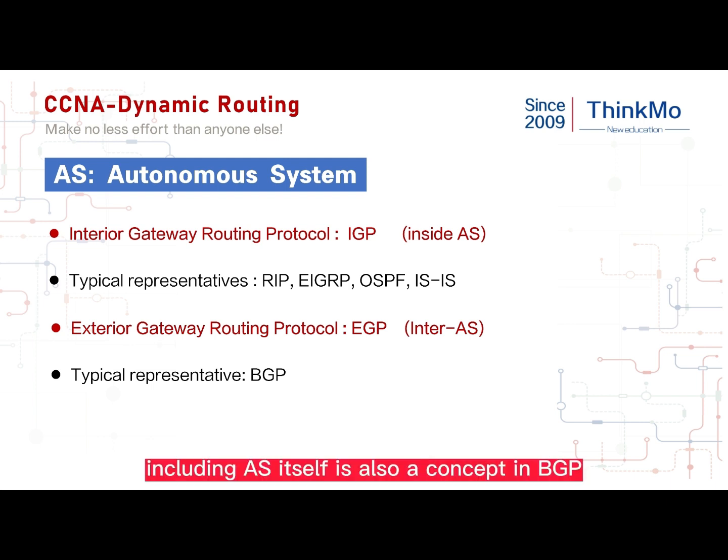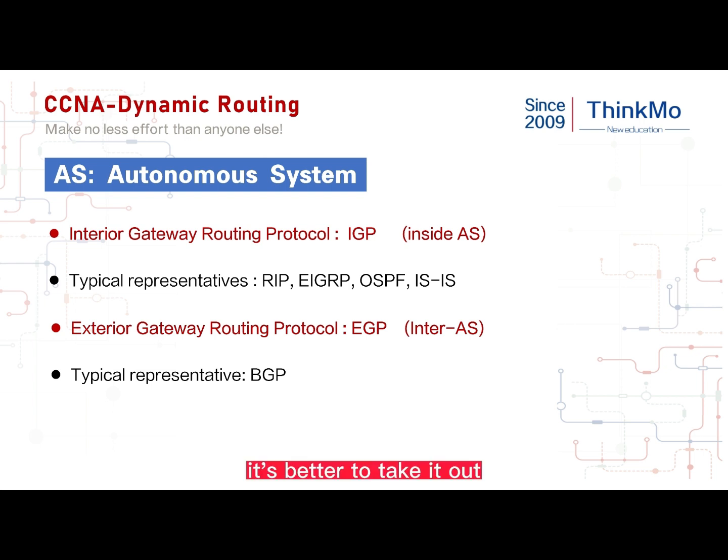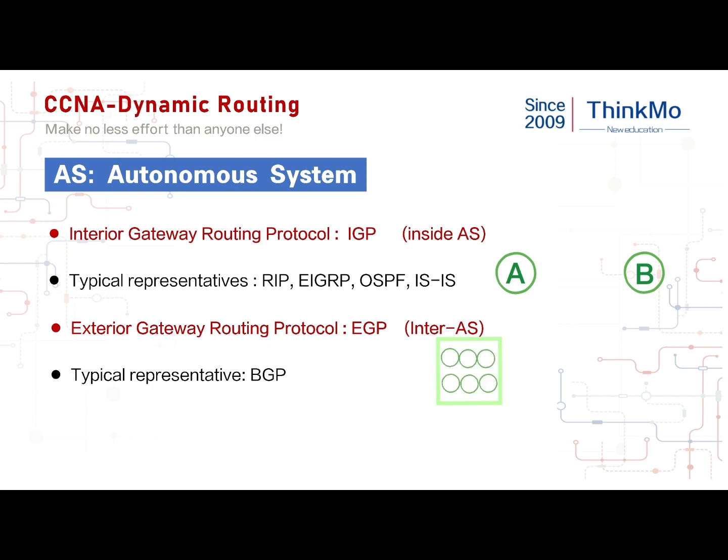Including AS itself is also a concept in BGP. It's better to take it out. Some students may ask, does internal mean the kind that does not include operators? In order to facilitate your understanding, I will draw another picture. For example, this is operator A. This is carrier B. This is the company. There are many routers in the company. Of course, between operators there are also routers, but I won't draw them. This is the device we're talking about. In the future, the company may have business interconnection with the operator.